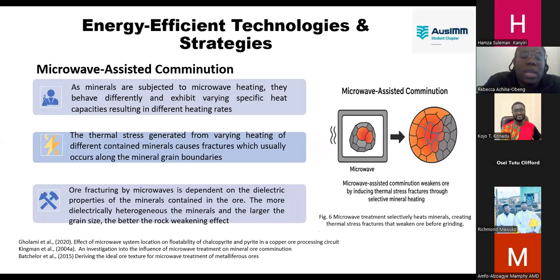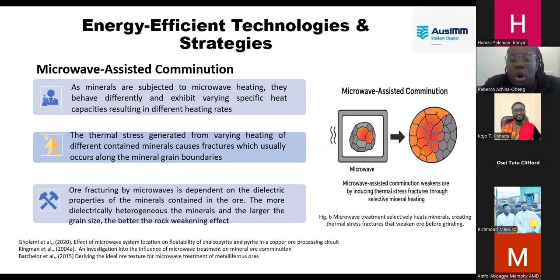So microwave heating of ores is also highly dependent on the dielectric properties of the minerals contained in the ores. So for example, let's take a gold ore body. When you have an ore body that's gold, that gold is the beneficiary mineral. It doesn't mean that the ore body contains only gold, but it's because gold has higher concentration in that ore body, right? So for a gold ore like this, I'm using gold because I know that is what is primarily found in Ghana.